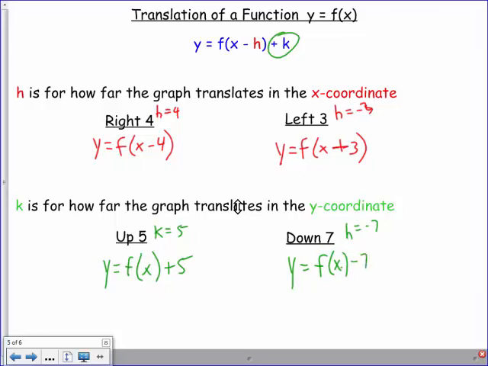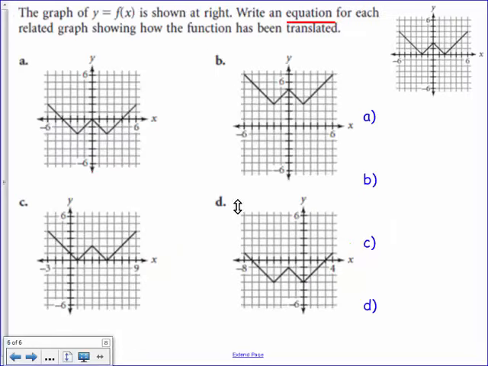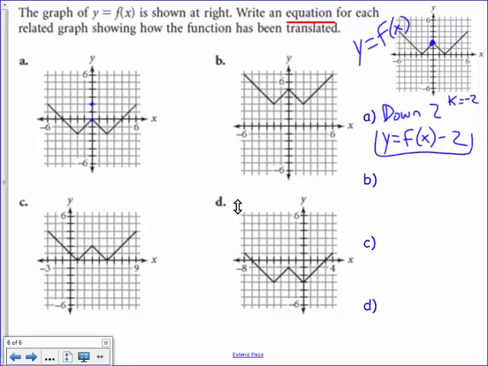All right, so let's actually use this. Let's go back to what we originally did and write equations for it. So now we're saying that this graph over here is y equals f of x. And we said that it moved down 2, right? Because we looked at the one point, (0, 2), and it went down 2 spots. So my new equation would be y equals f of x. Remember that down 2 means our k is going to be a negative 2, so minus 2. So that would be my equation for that function.